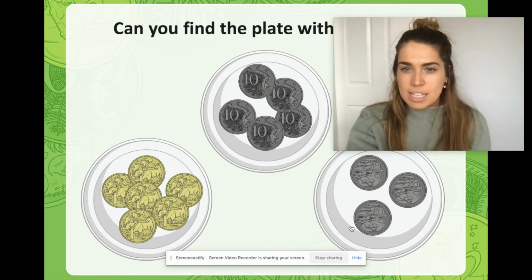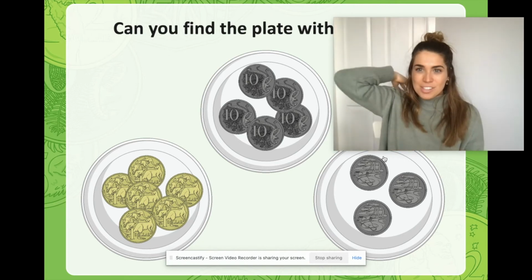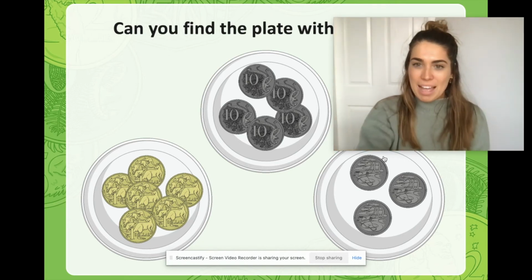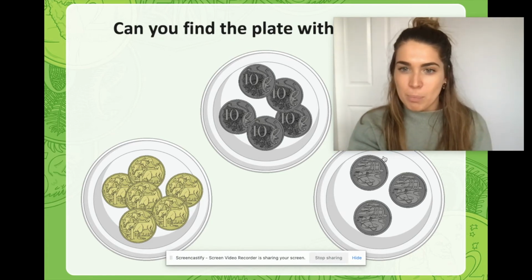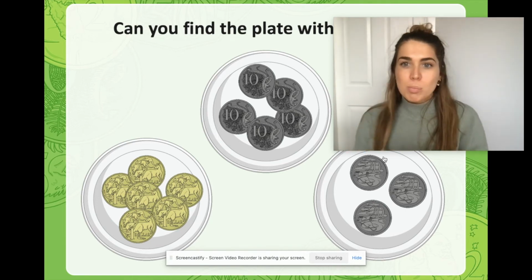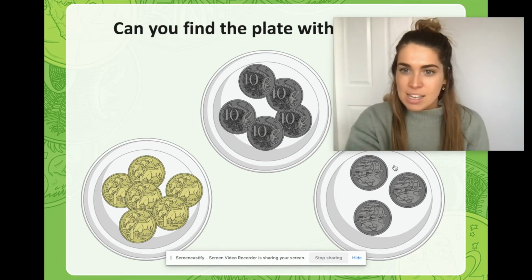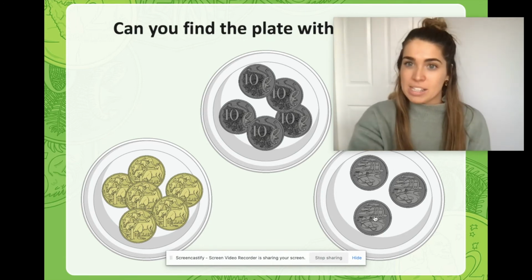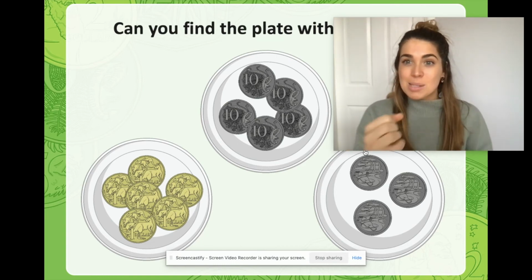Down here, we don't necessarily know how to skip count by 20, but there are a couple of different strategies in our strategy backpack that we can use to help us work out the answer to this maths problem. There are lots of different ways to solve maths problems, and lots of people's brains work things out differently. Some people might go 20 plus 20 plus 20 to work out how many coins altogether in this plate. Some people might use the split strategy.